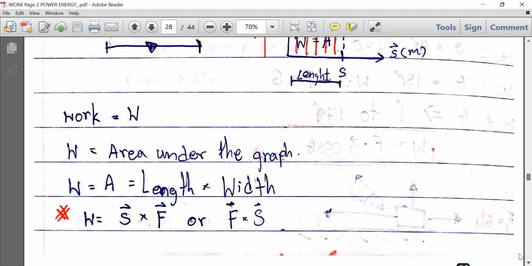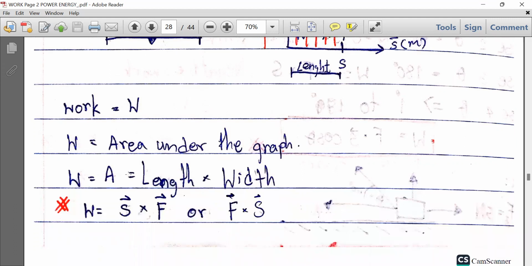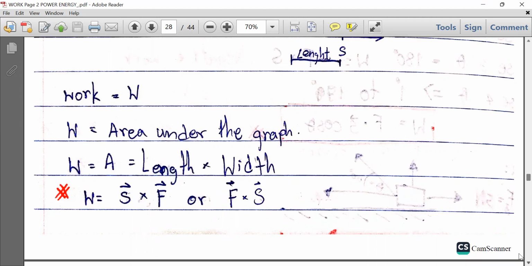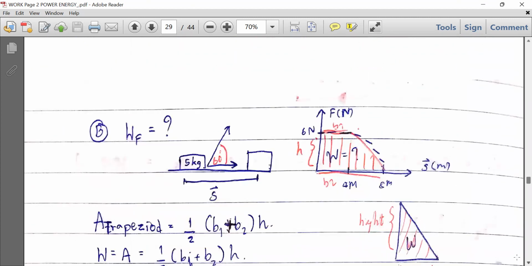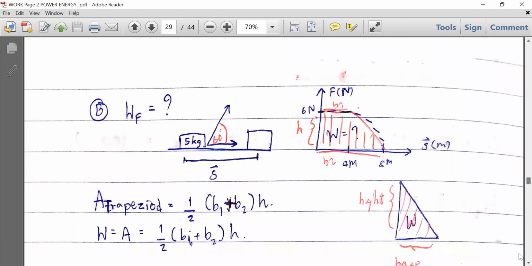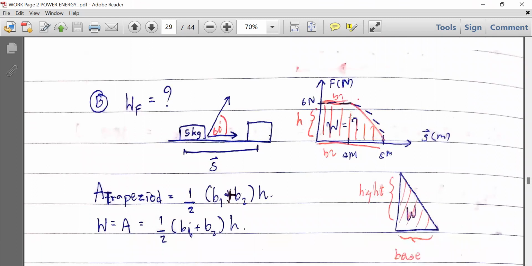Always remember that work is equal to the area under the graph. And since that is a rectangle, the area of a rectangle is always length times width. That is why it's S times F or Fs. How about if the problem is like this? So if the problem is like this, you will get this kind of graph, a trapezoid. So the area under the graph forms a trapezoid.